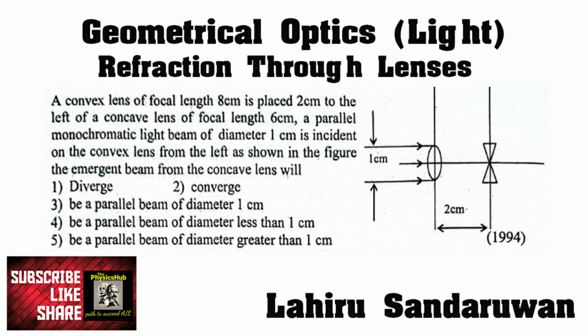A convex lens of focal length 8 centimeters is placed 2 centimeters to the left of a concave lens of focal length 6 centimeters. A parallel monochromatic light beam of diameter 1 centimeter is incident on the convex lens from the left as shown in the figure. The emergent beam of the concave lens is... There are two lenses.